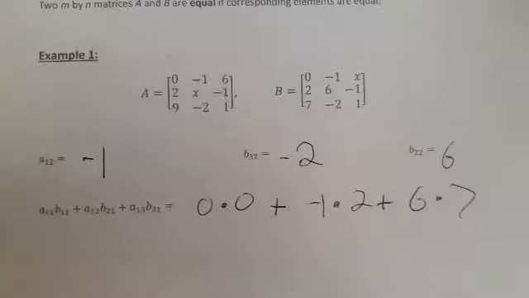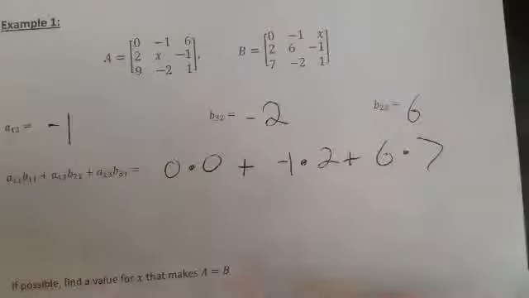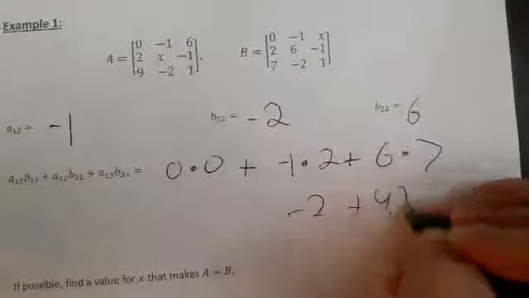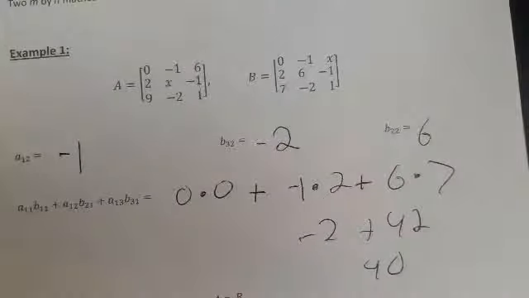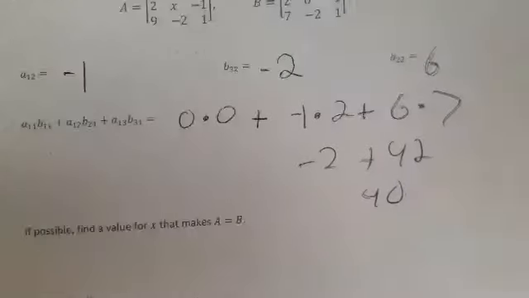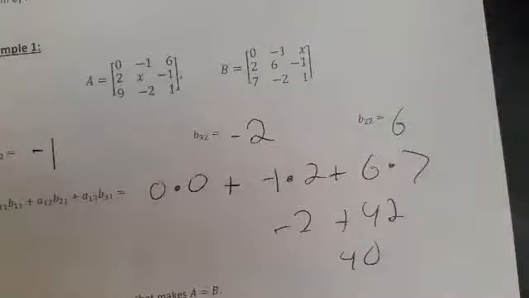6 times 7, I believe, is what I'm doing here. Minus, so I believe minus 2. I believe it's going to be 40. Oh, I didn't even pull up my key. Let me do that right quick. Okay. Is that what I got in my key? Yeah, I got 40. Is it possible to find a value of x that makes these two things equal?